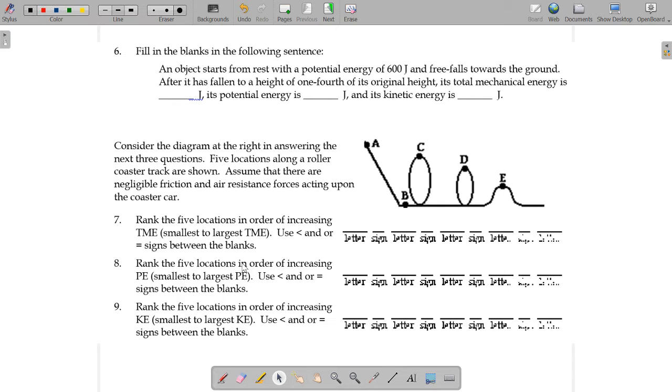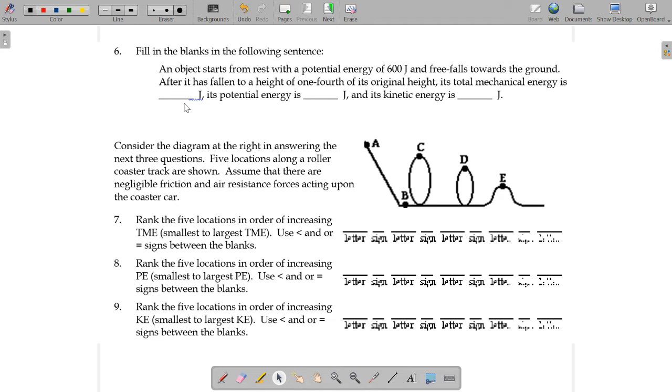Okay, some of you guys said that you would need help with number 6, 7, 8, and 9. So real briefly, I'm going to do those for you real quickly. On number 6, it says an object starts from rest with a potential energy of 600 joules and free falls toward the ground. After it's fallen to a height of 1/4 of its original height, its total mechanical energy is what? Well, so at that point, what is its total mechanical energy?